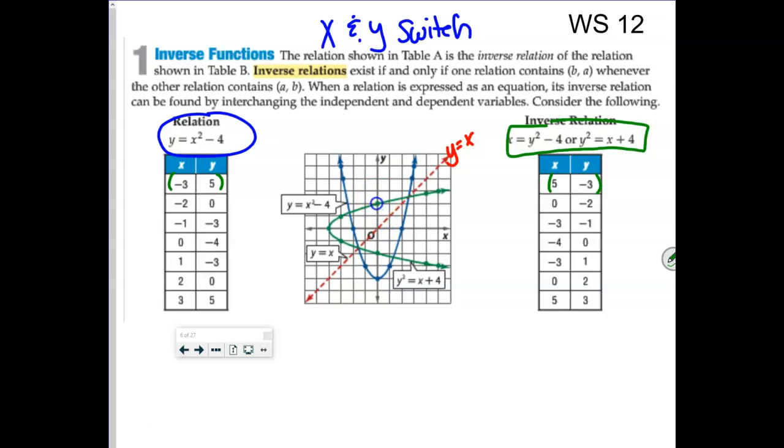So for instance, this ordered pair right here on the green guy matches up to this ordered pair right here on the blue guy. This is a reflection across the line y equals x, which if you think about what the math is saying, if you were to switch x and y in placement, that's exactly what you get. You get a reflection across the line y equals x.